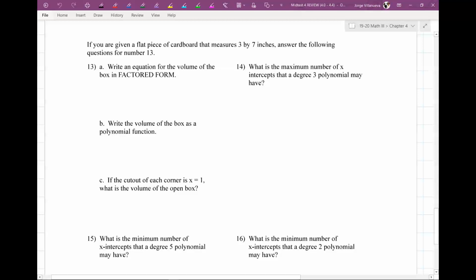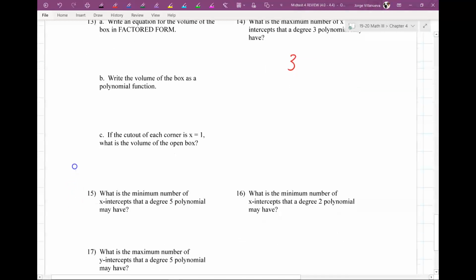Maximum number of x-intercepts for a degree 3. Do you guys know? We can do that right now. We don't have to do that tomorrow. What's the maximum number of answers that a degree 3 can have? It's 3. 3 max. If you look back at the notes, I wrote it down. I said the maximum number of solutions equals its degree. Right? Equals its degree.